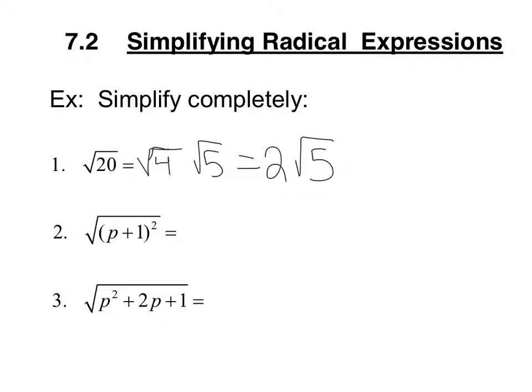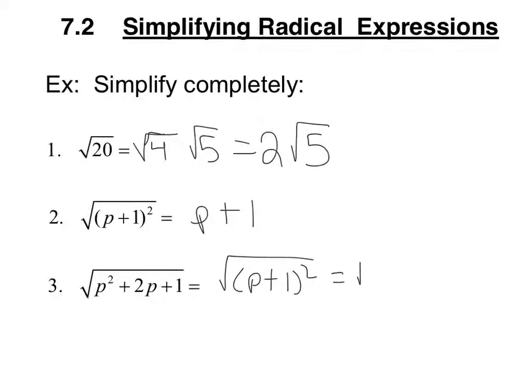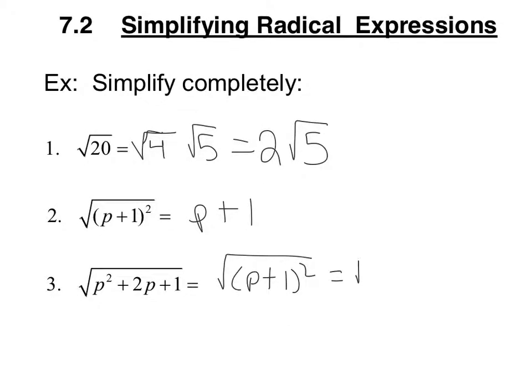Now here, the square root of the quantity p plus 1 squared, well, that's just p plus 1. So here, try to factor it. Well, guess what? That factors into p plus 1 squared, so it's just p plus 1. Okay?